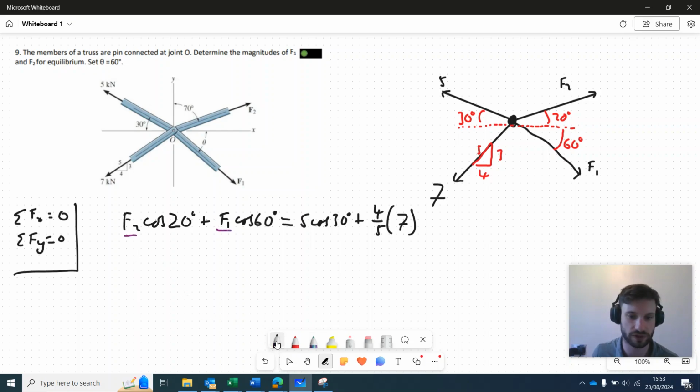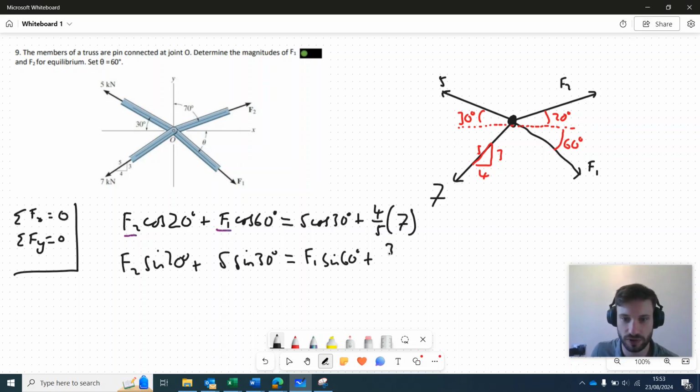So let's move on then and resolve vertically. Let's start with things going up. Things going up include the vertical component of this F2, so F2 sine 20, and the vertical component of the 5 kilonewton force, so 5 sine 30. Things going down, we've got the vertical component of the F1 force, F1 sine 60, and the vertical component of that 7 kilonewton force, which is 3/5 of 7.